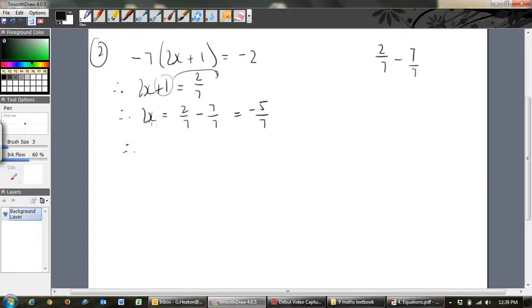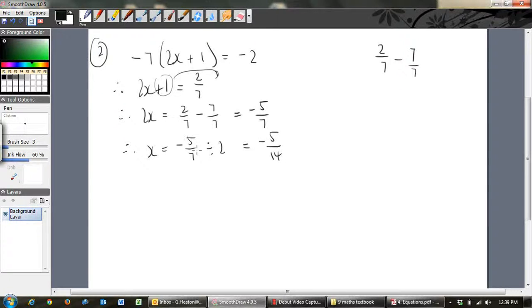And therefore, how do we get rid of this x? Well, we're rid of the 2. That's 2 times, so times by 2. So we need to divide by 2. So we want negative 5 sevenths divided by 2 equals. Now, when you divide by 2, the denominator just gets bigger. So that's equal to negative 5 fourteenths.